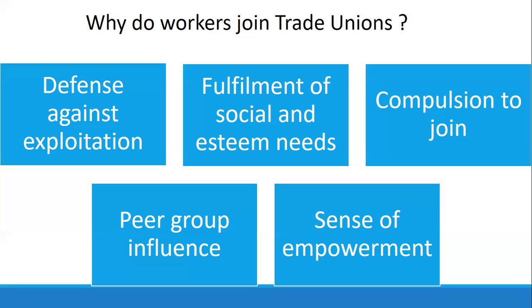So these are all the reasons why workers join trade unions. One is defense against exploitation. Second one, fulfillment of social and esteem needs. Third one is compulsion to join. Fourth one is peer group influence. Fifth one is sense of empowerment.